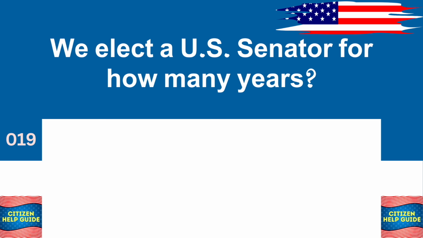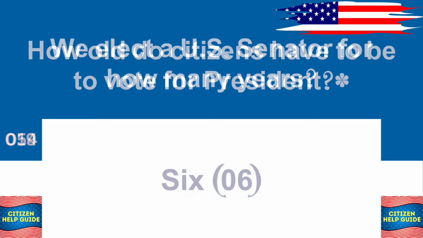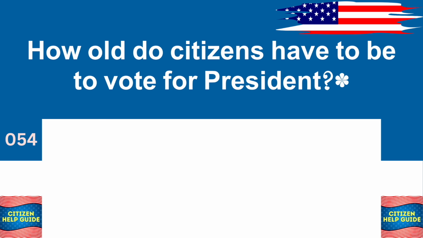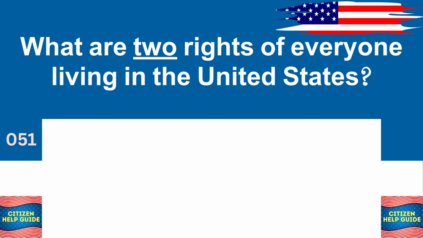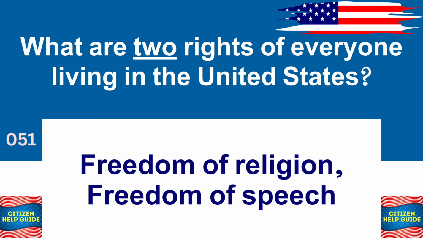We elect a U.S. senator for how many years? 6. How old do citizens have to be to vote for president? 18 and older. What are 2 rights of everyone living in the United States? Freedom of speech, freedom of religion.